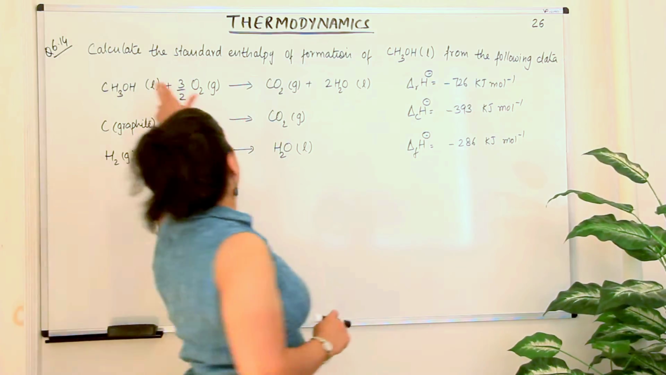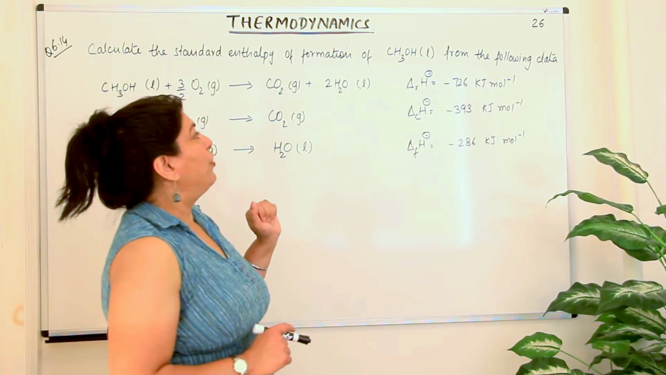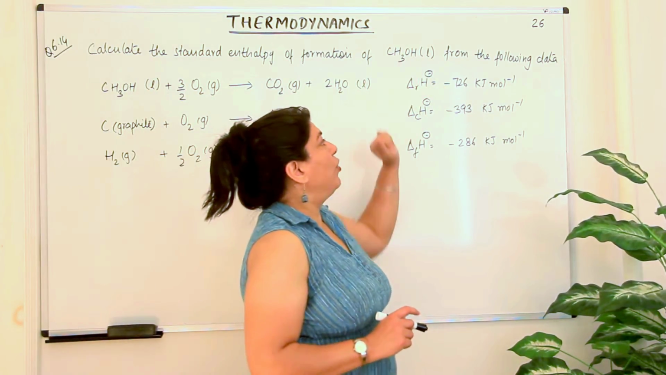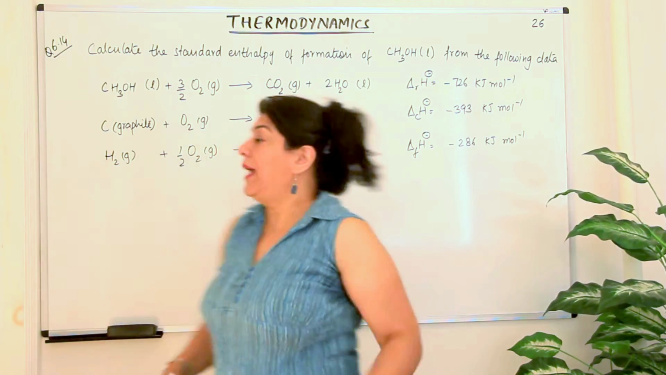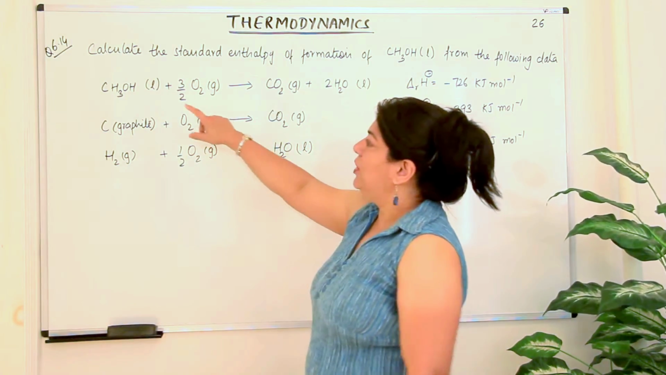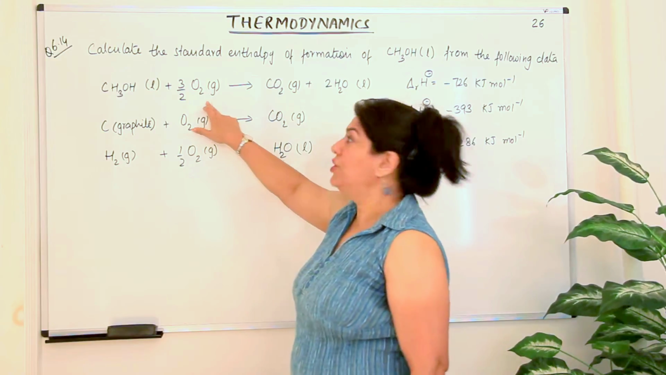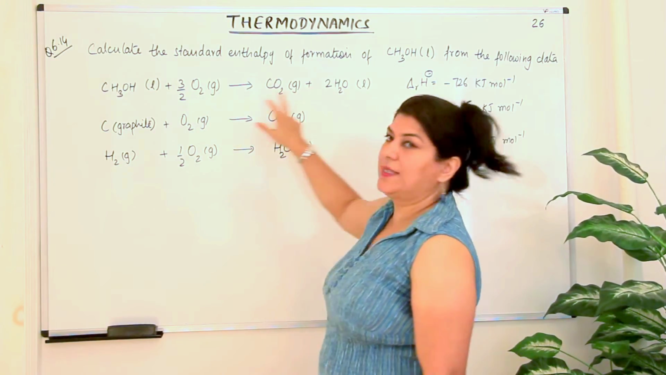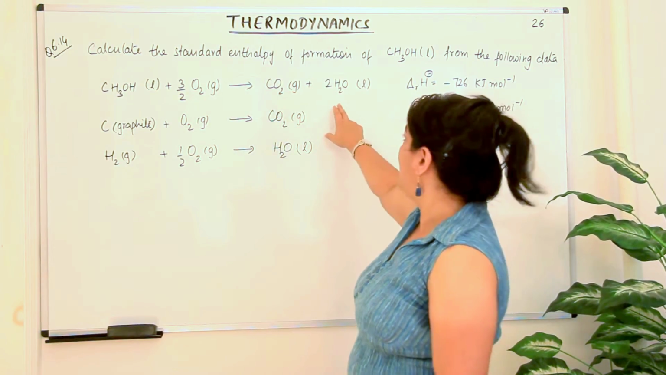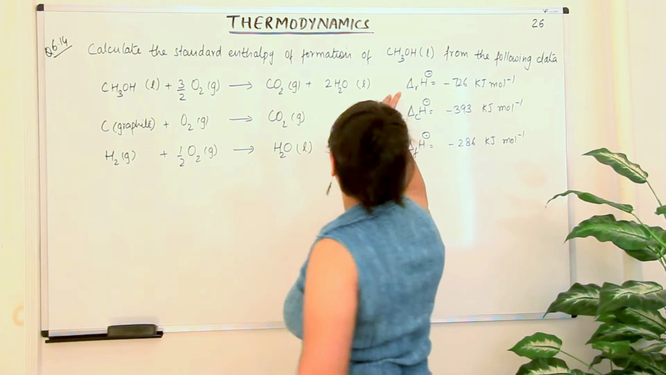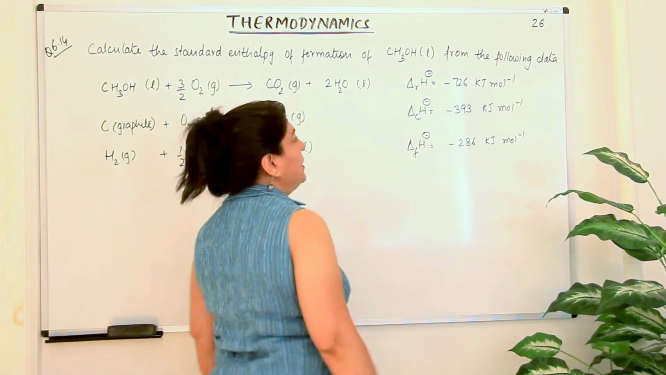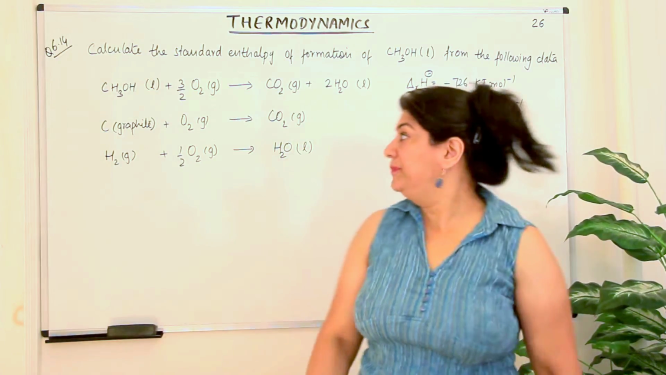So the question is that you have to calculate the standard enthalpy of formation of methanol in the liquid form from the following data. And what's the data that is given to you? You have methanol combining with oxygen to give you carbon dioxide and water. It is actually combustion of methanol that is taking place. And the enthalpy of this reaction is equal to minus 726 kilojoules per mole.